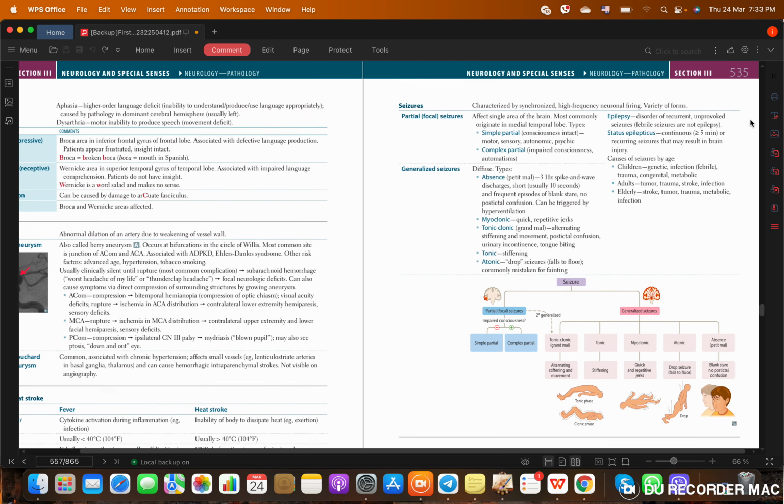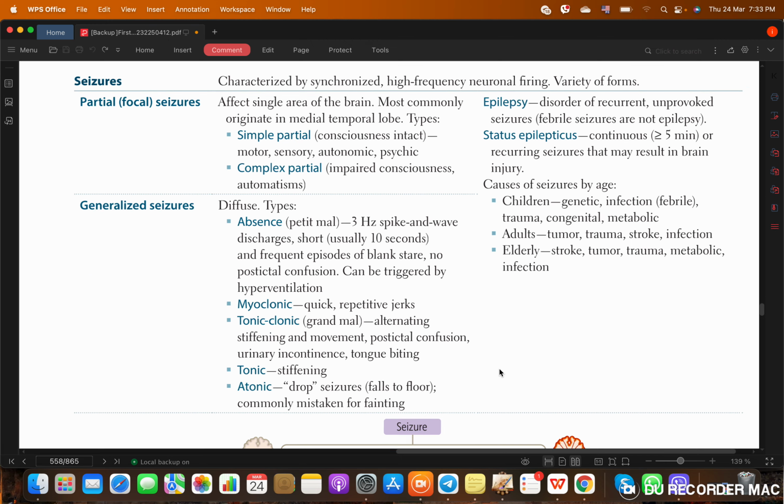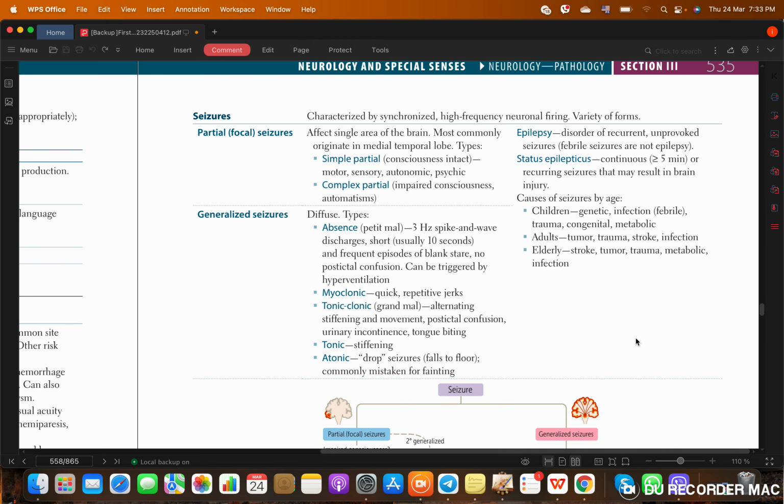Arrhythmias. The next topic is about seizures. Seizures are characterized by synchronized high-frequency neuronal firing and come in a variety of forms. Personally, I think about seizures as basically having a storm of electricity inside of your brain. The electricity is always made in a precise fashion, except in seizure, where the shots of firing will be all over the place.